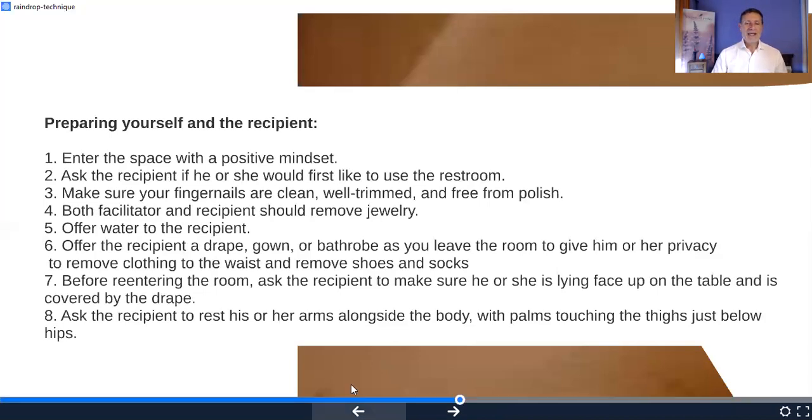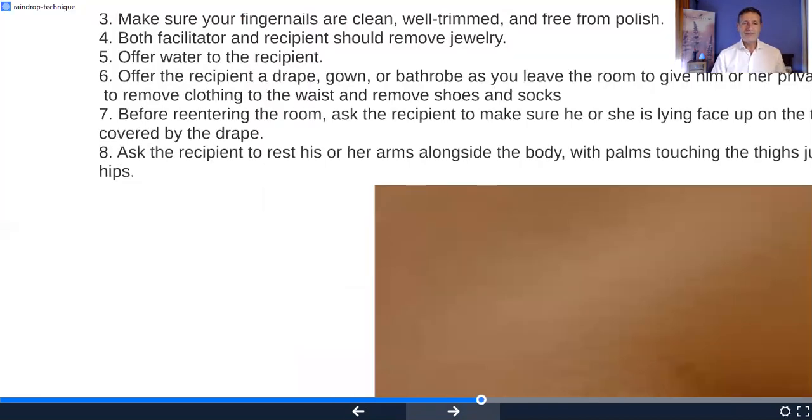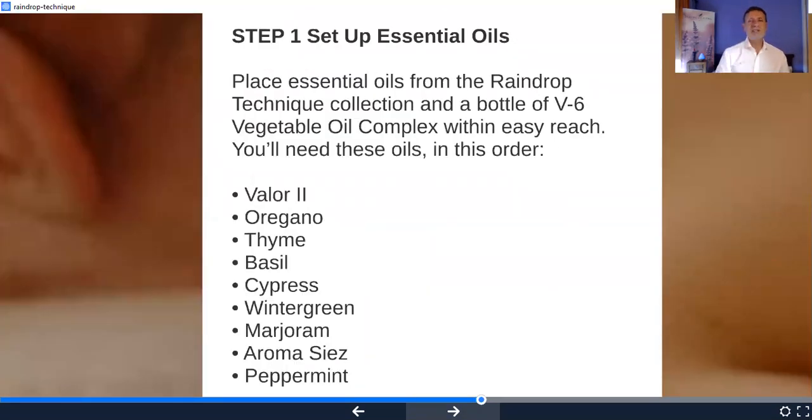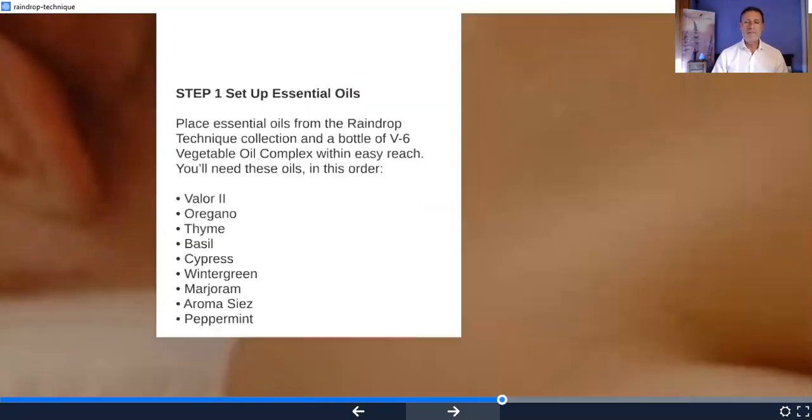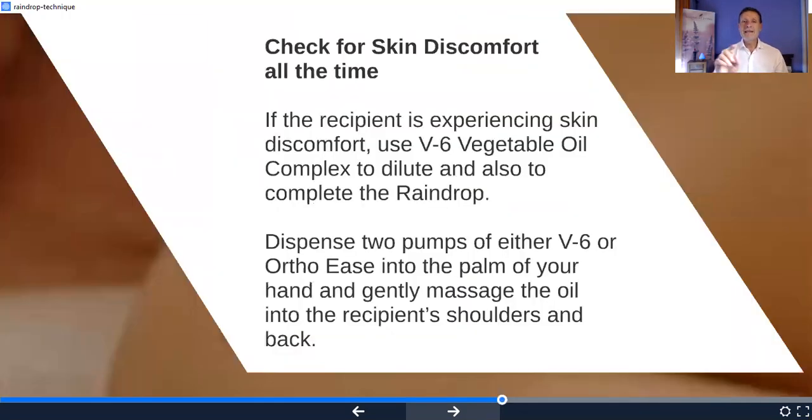So then, first of all, the recipient is laying on the back. We use the essential oils in this order: first Valor 2, oregano, thyme, basil, cypress, wintergreen, marjoram, Aroma Siez, and at the end, as I told you, we use peppermint, because peppermint pushes the other essential oils deeper into your body. And this is very important.